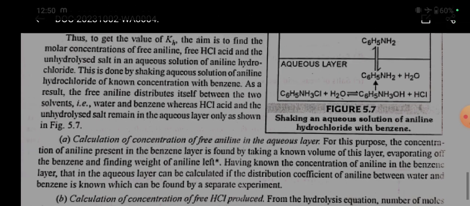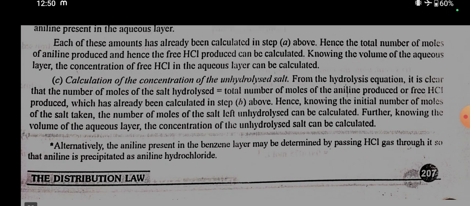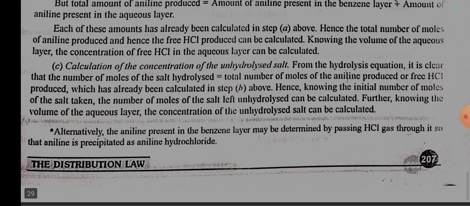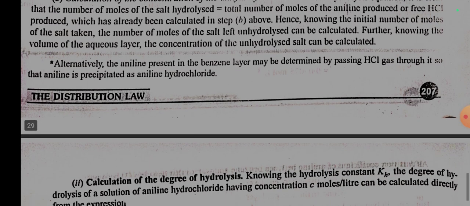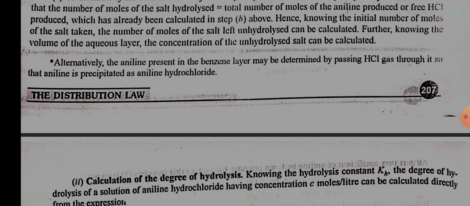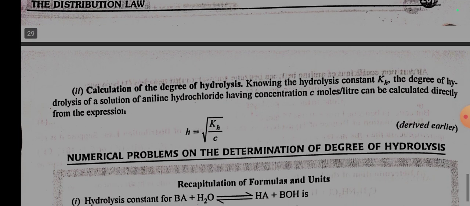From the hydrolysis equation, it is clear that the number of moles of the salt hydrolyzed is equal to the total number of moles of aniline produced or free HCl produced, which has already been calculated in step B above. Hence, knowing the initial number of moles of the salt taken, the number of moles of the salt unhydrolyzed can be calculated. Further, knowing the volume of the aqueous layer, the concentration of the unhydrolyzed salt can be calculated.